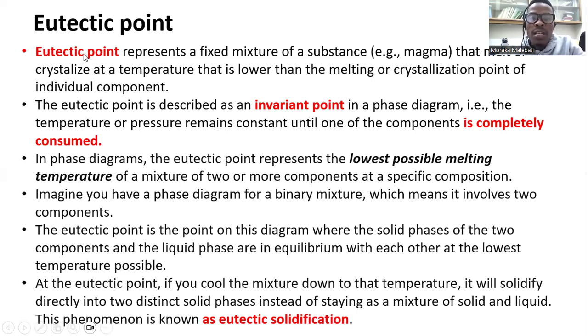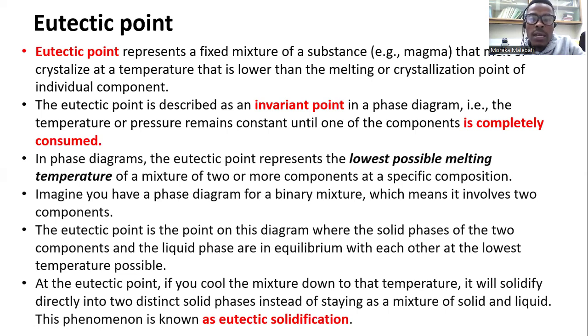A eutectic point represents a fixed mixture of a substance that melts or crystallizes at a temperature that is lower than the melting or crystallization point of the individual components. And the eutectic point is an invariant point in a phase diagram.